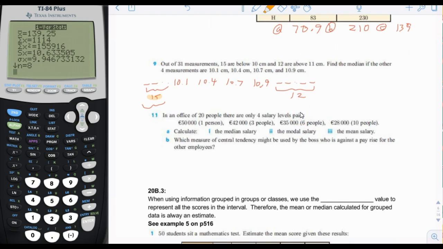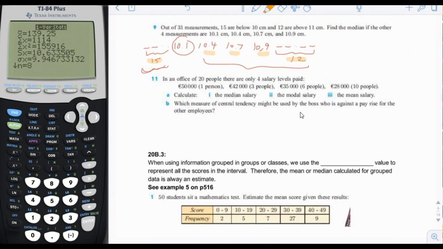So we counted 15 from the left. From the right, we'll count 12, 13, 14, 15. So here's 15 on the left. Here's 15 on the right. The middle number is 10.1. Okay, we'll mark that as the answer. 11.